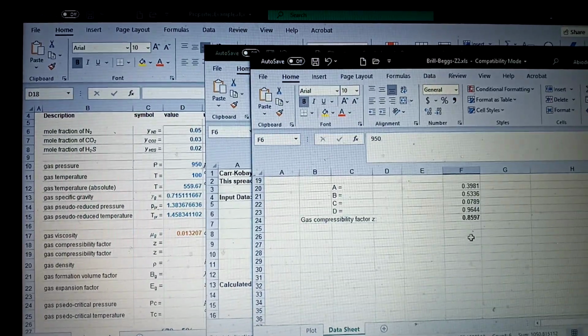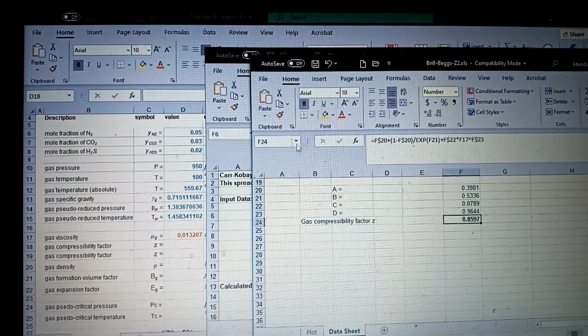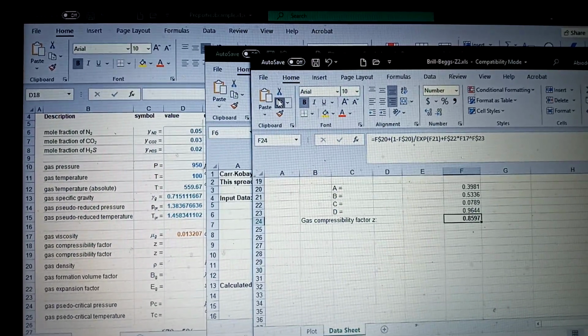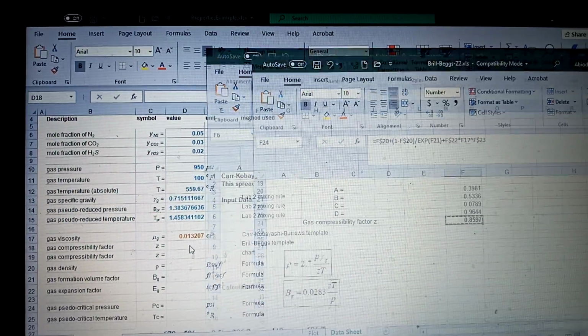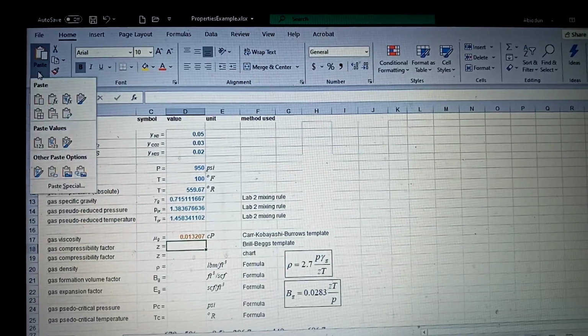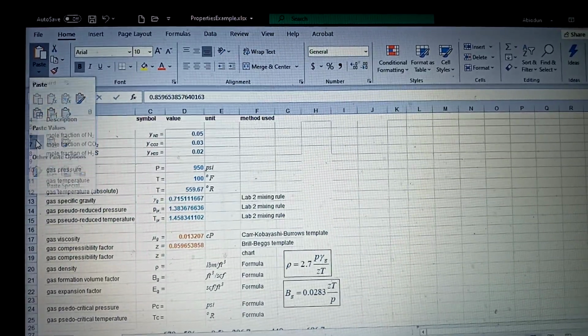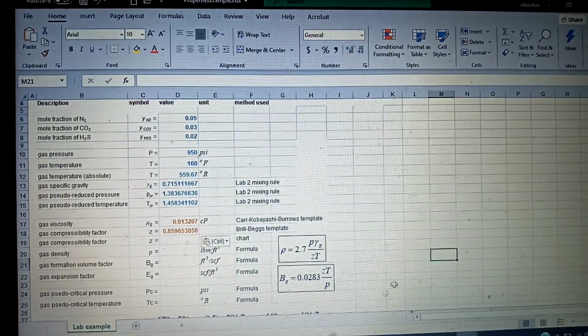So I go back, I go there, I see that's the compressibility factor. So I copy, that's the last number there. So I come back here. I'm going to do paste value so that I don't paste the formula. So I got all those now.